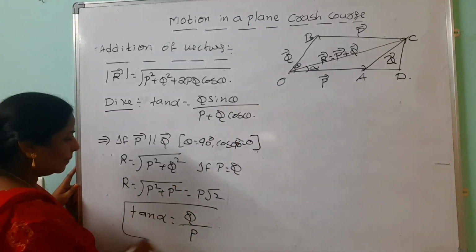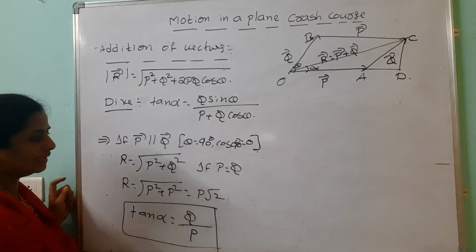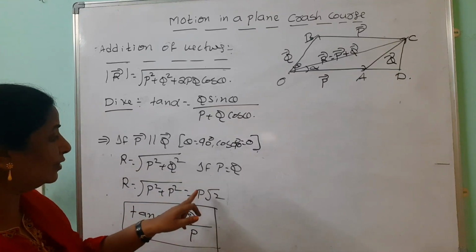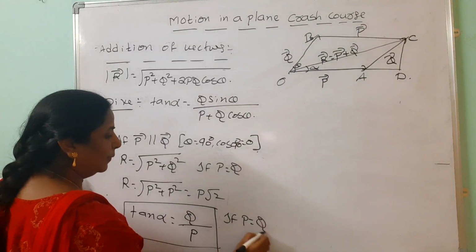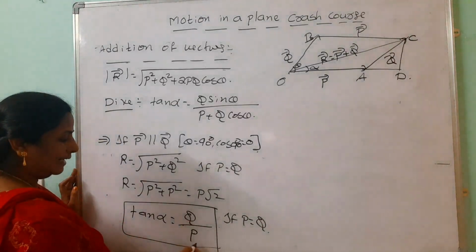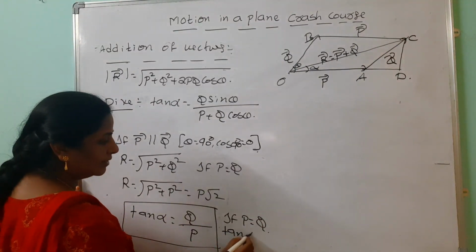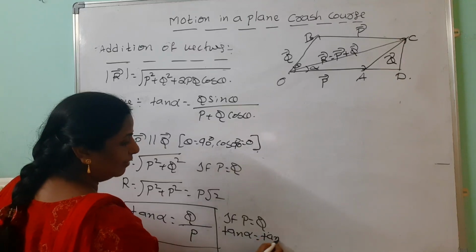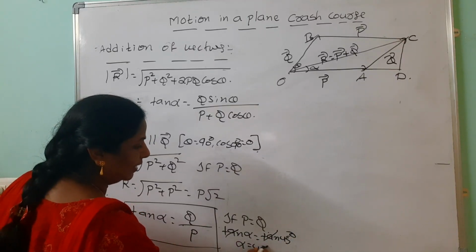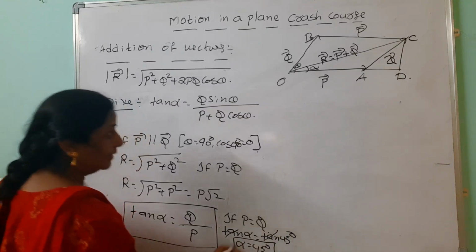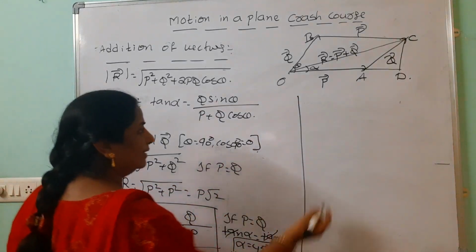Whenever two vectors are perpendicular to each other, this is the direction and this is the magnitude if both are the same. See here also this condition, if p equals q, we are getting tan alpha equals 1, which means instead of 1 we should write 45 degrees. Then alpha equals 45 degrees. Like that. We do one problem also based on this.